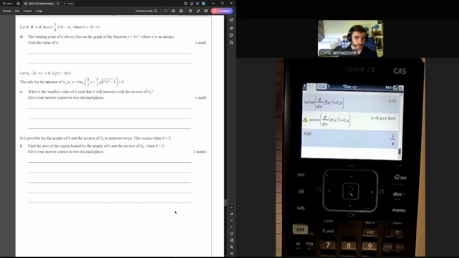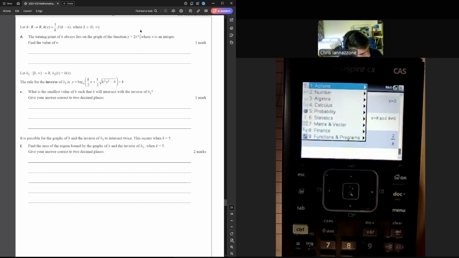Now that we have that y value, all we're going to do is sub that into our function, y equals 2x to the power of n, because we now know what our y is equal to, and we now know what our x is equal to. That gives us one thing left to solve for, which is just n. So let's give that a shot.